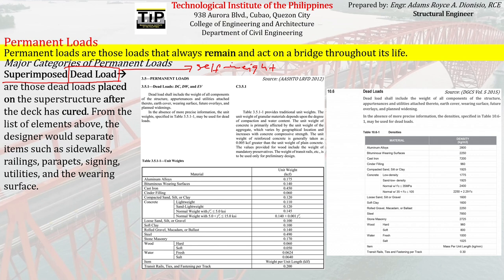Yung mismong weight ng member itself. Yung sarili niyang bigat. That is what we usually meant when we say dead load. Okay? Yung mismong bigat nung part ng structure. Kunyari, yung mismong bigat ng deck, yung mismong bigat ng mga superstructure, or kahit yung substructure, yung mga mismong bigat nila, yung self-weight na tinatawag nila, that is usually what we call dead load. Okay? So, anything na ipinatong mo lang dyan sa mga members na yan, that is what we call superimpose. Superimpose, ibig sabihin, nakapatong lang.